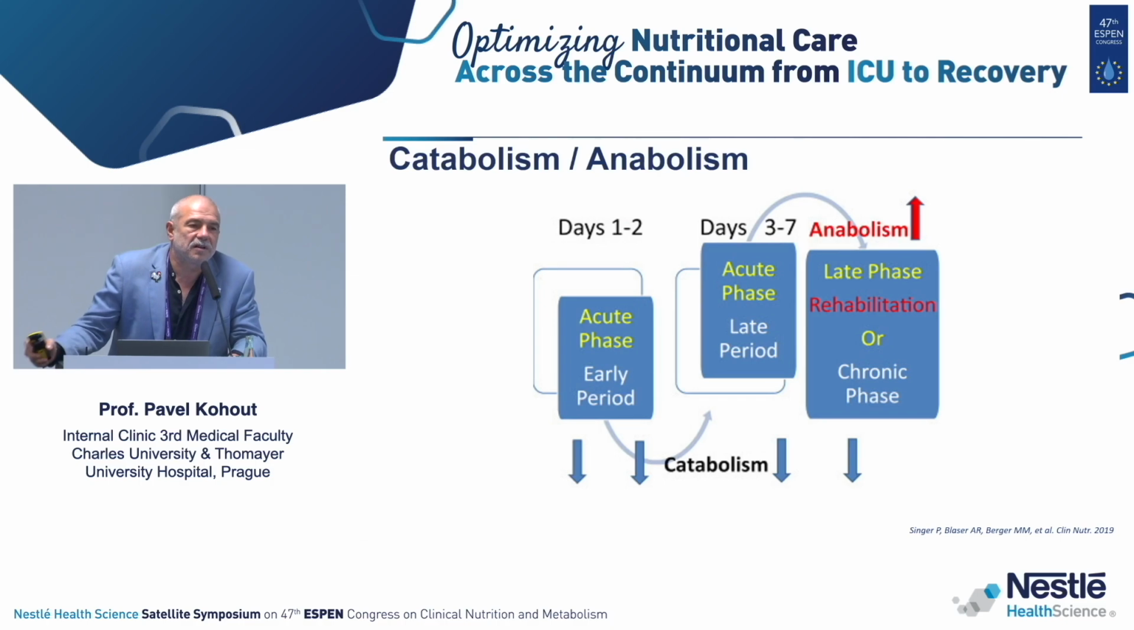This slide is very well known, so these are the phases of each patient's disease. In the first 1, 2, or 3 days is the acute phase, the early period with catabolism, and then in the late period we treat our patients and they shift from catabolism to anabolism. It is our goal, but that could bring some problems to us and to our patients.